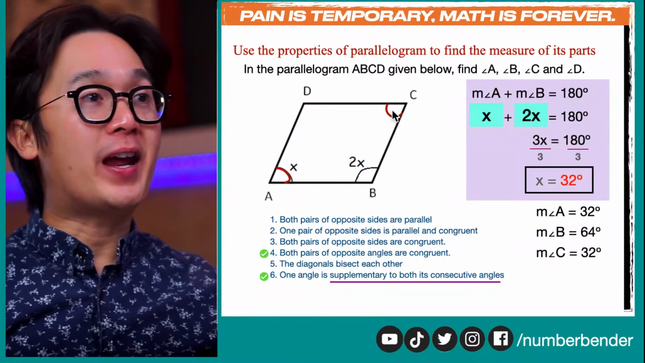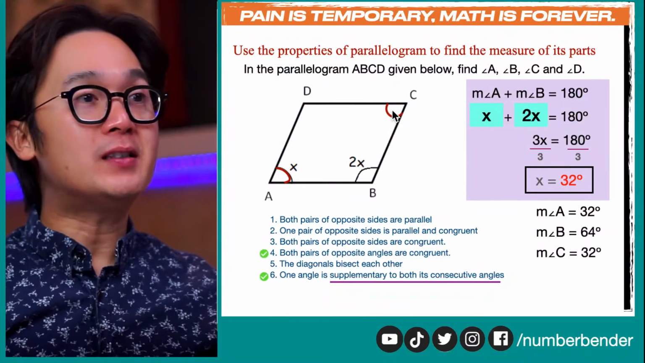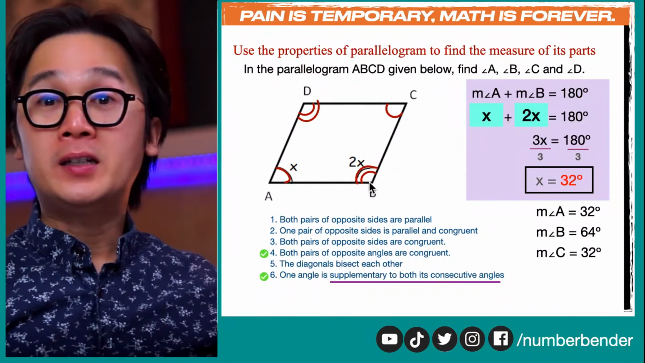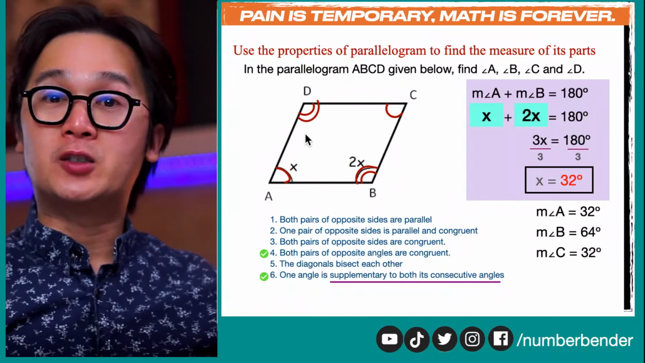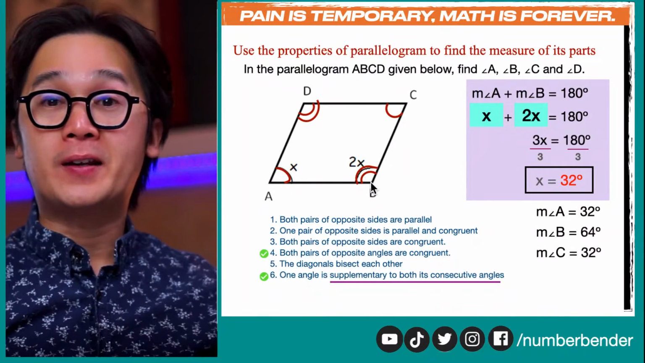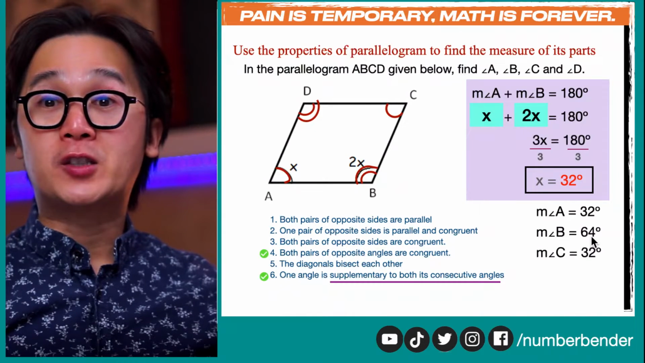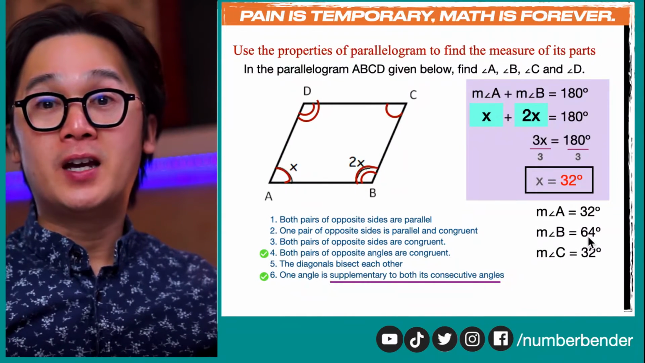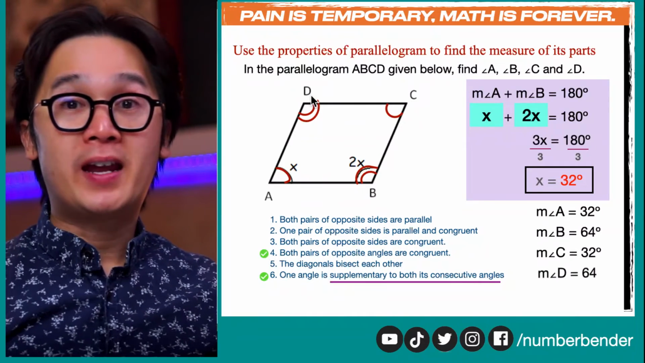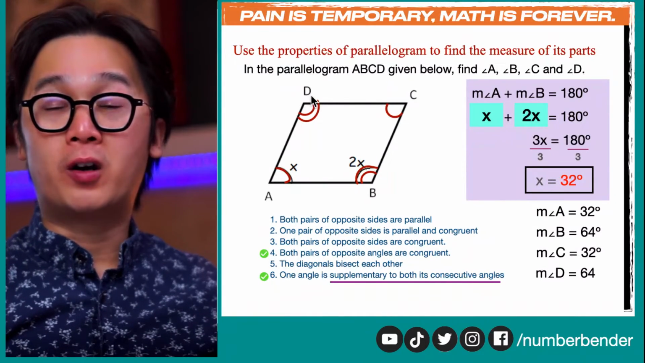So now that we have angle C, which is equal to 32 degrees, we'll be able to use the same concept for angle D because we know that it is opposite to angle B, and we already found the measurement of angle B, which is 64 degrees. So that means, using the condition, angle D is also 64 degrees.